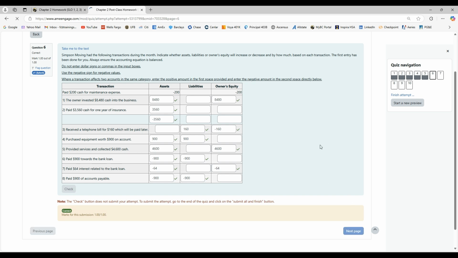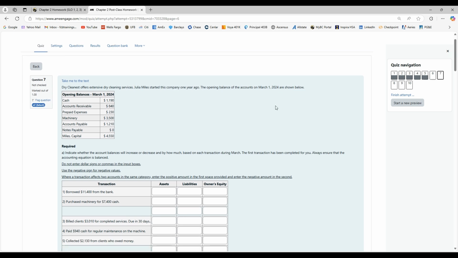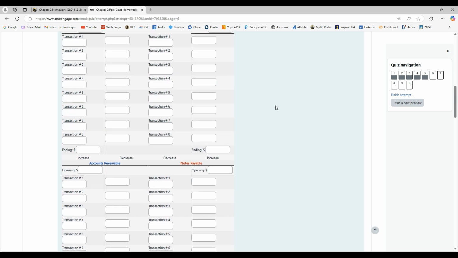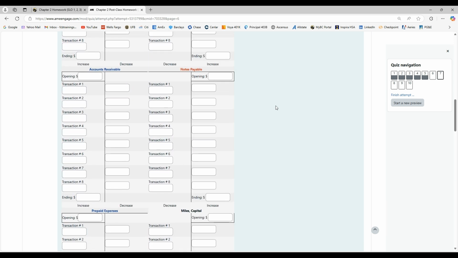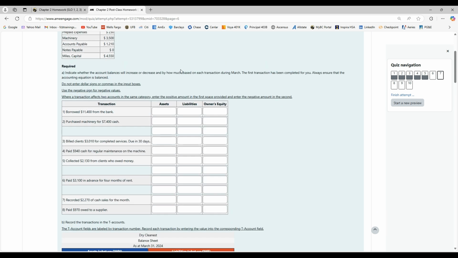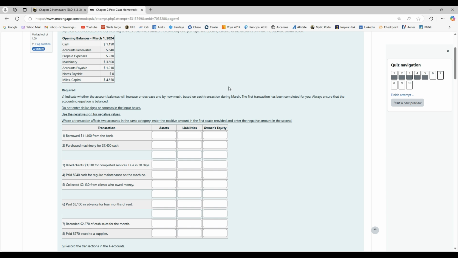Okay, on to problem number 7, question 7. This one might take us a little bit longer, it looks like. Yeah, so we've got a full problem here. So let's get started. Okay, we have opening balances. So we kind of have to do both of what we just did and then put it into T accounts. So borrowed $11,400 from the bank. We're going to show an increase in cash and an increase in our note payable, our bank loan. Purchased machinery for $7,400 of cash. So that's just exchanging one asset for another.